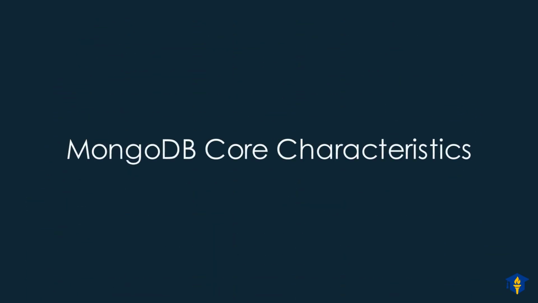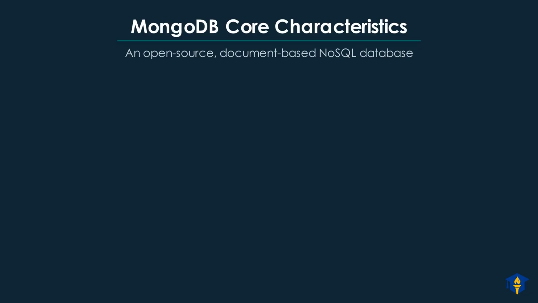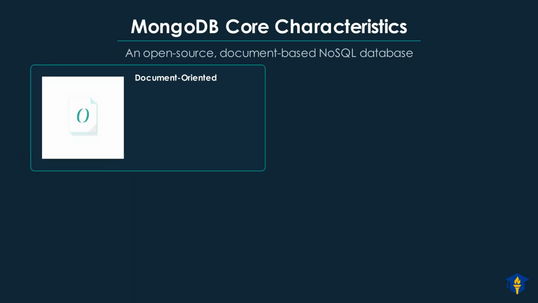We will begin by exploring the core characteristics of MongoDB, understanding what makes it a powerful NoSQL database. It is an open-source, document-based NoSQL database, known for its flexibility and scalability in handling data. First, let's discuss its document-oriented nature, which is a fundamental aspect of how MongoDB stores data. MongoDB stores data in flexible BSON documents, which are binary JSON-like structures, allowing for rich and varied data.